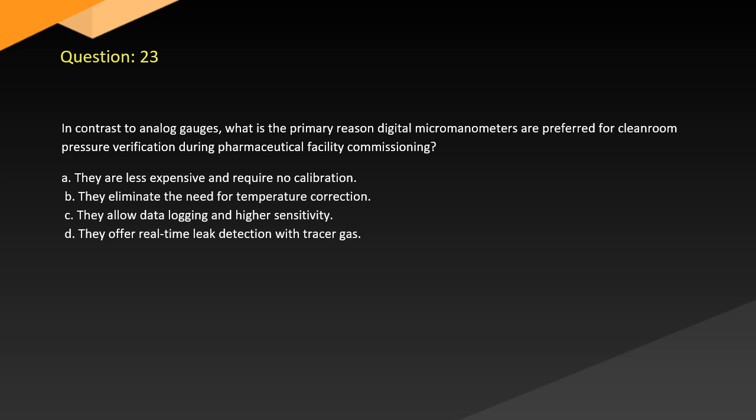Question 23. In contrast to analog gauges, what is the primary reason digital micromanometers are preferred for cleanroom pressure verification during pharmaceutical facility commissioning? A. They are less expensive and require no calibration. B. They eliminate the need for temperature correction. C. They allow data logging and higher sensitivity. D. They offer real-time leak detection with tracer gas.